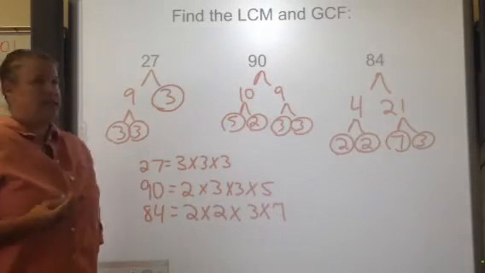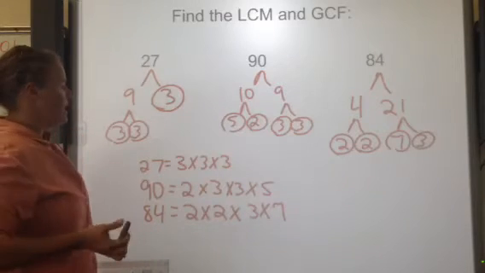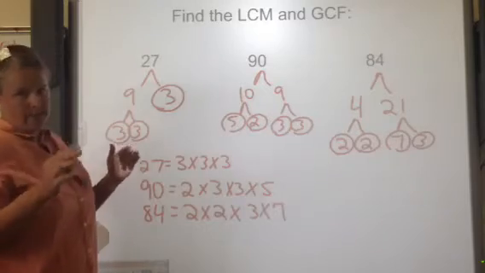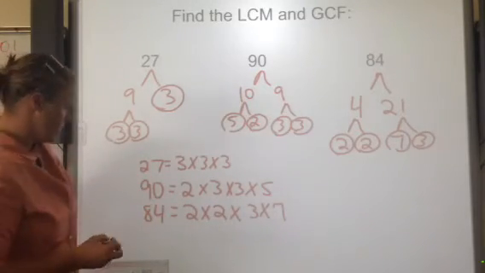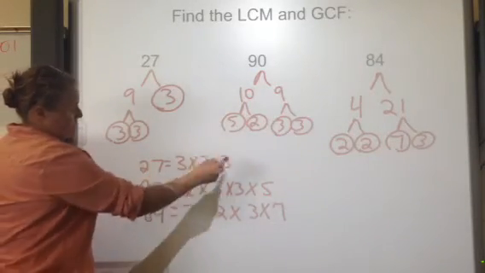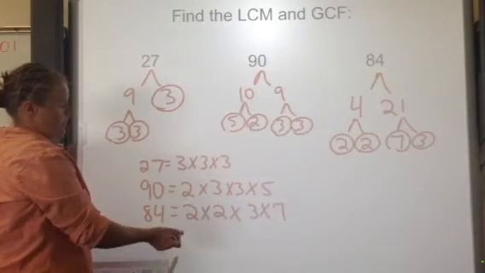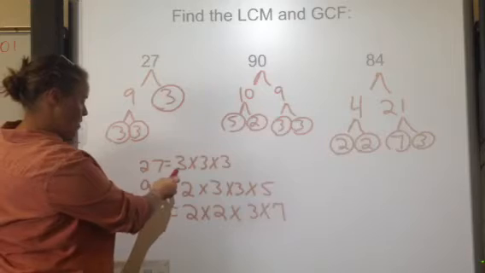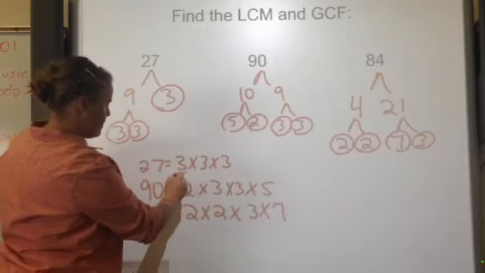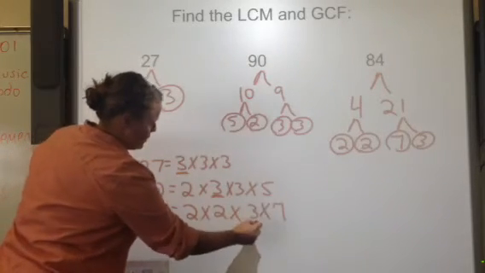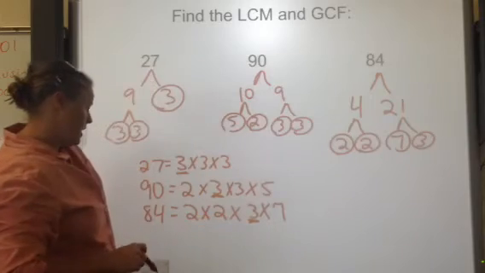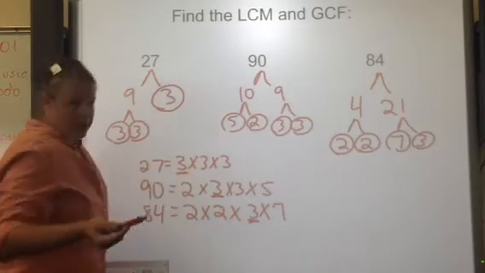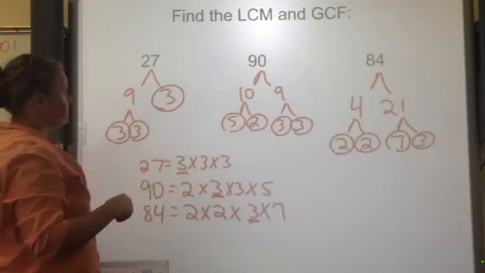So remember, with the greatest common factor, you need to have a number that they all have in common, all of them. So I'm going to look through here. My 27 doesn't have a 2, so 2 is not a common factor. But it does look like 3 is. I've got a 3 here, I've got a 3 here, I've got a 3 here. And it appears that's the only thing. If they had two 3s, then I would use both 3s, but I don't. It's just the one.